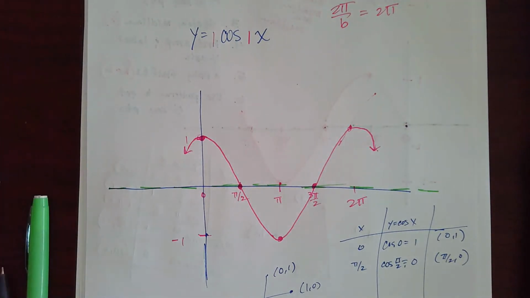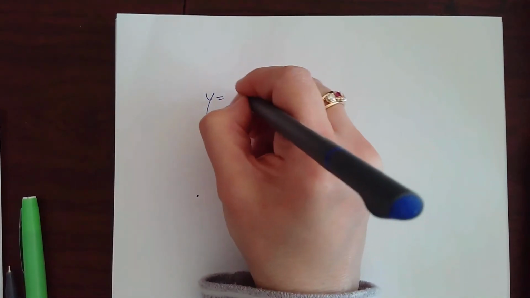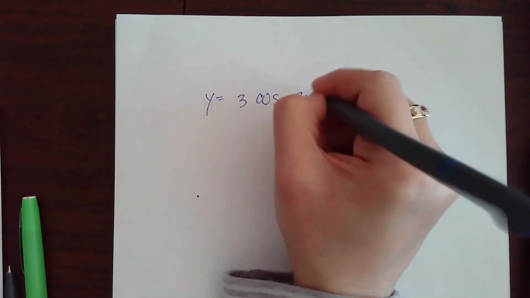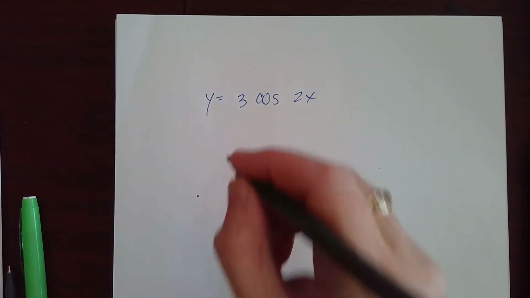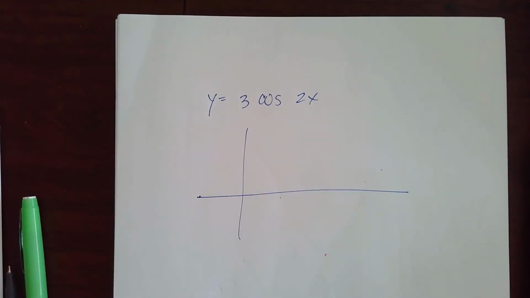All right, let's graph some that have a little different stuff in it. Let's have a little bit more fun, okay? So now I'm going to graph a couple where we change the amplitude and change the period. So let's graph 3 cosine of 2x. Let's add some numbers in here. We do this the same way. Let's start with a graph.